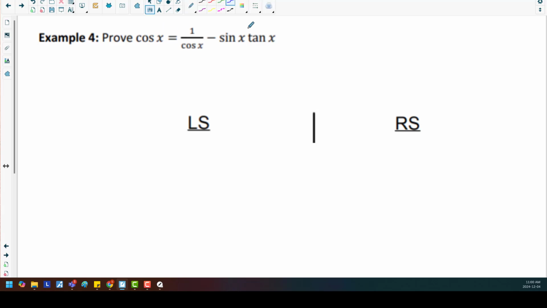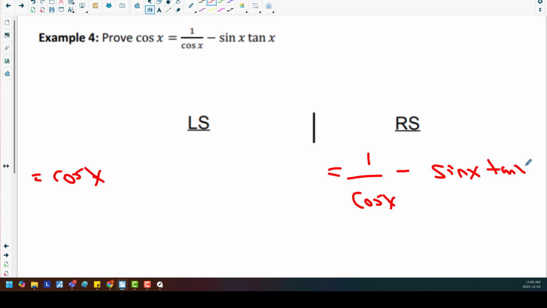Here we have example 4, proving that cos x is the same thing as 1 over cos x minus sine x times tan x. So one side is just cos x, so we're probably just going to leave that side alone. The other side is 1 over cos x minus sine x times tan x.